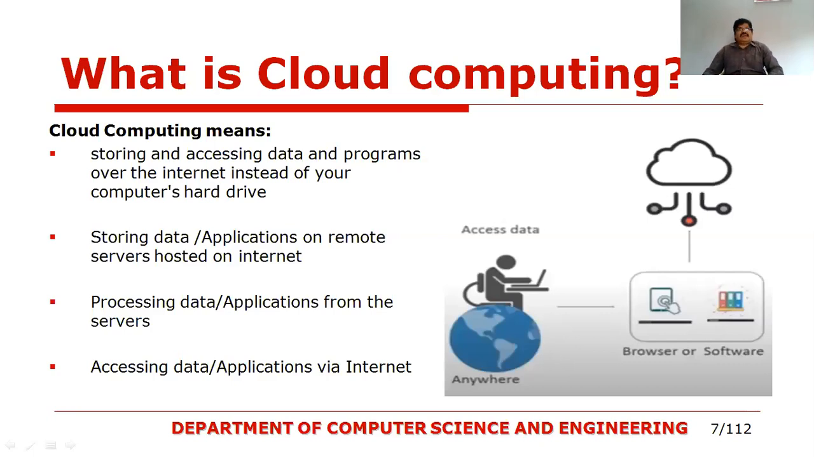Now we will see exactly what cloud computing is. If you see the definition of cloud computing, it is defined as storing and accessing data and programs over the internet instead of your computer's hard drive, which means storing and accessing the data. Suppose, for example, we have a set of data. The data will be hosted on the internet, whenever we require or wherever we require. We need to access the data through internet services remotely. That is known as cloud computing.